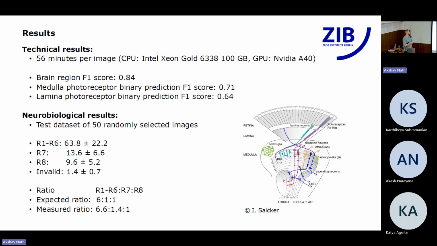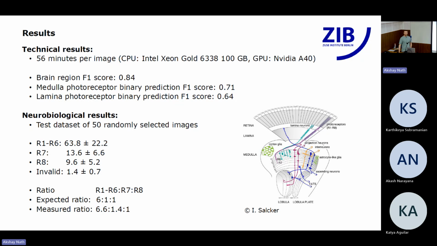Then if we look at the results, the segmentation of brain regions reached a super good F1 score, and the binary segmentation of medulla and lamina was a little bit lower, 0.71 for medulla and 0.64 for lamina. Maybe somebody could say that this is already getting low, but since we get probability maps from the network, we can manually tune the threshold lower so that we get better predictions. And just by eyeballing it, we are very close to basically getting all the neurons annotated.